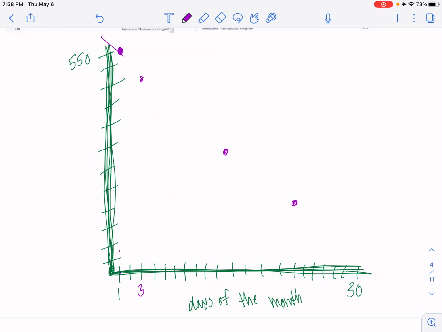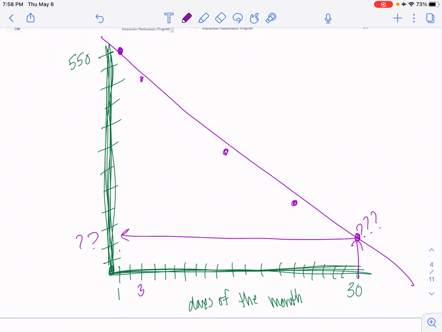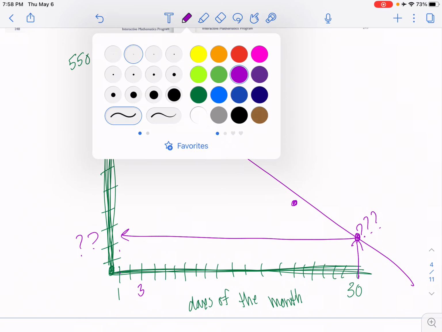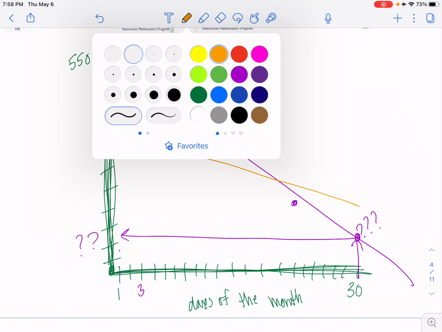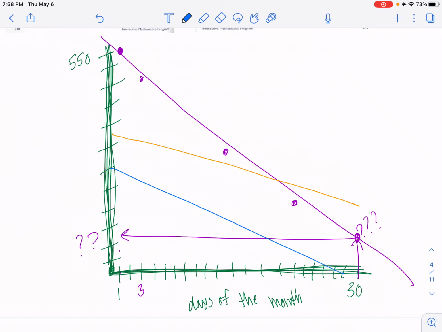Take a ruler, connect the line, and try to figure out how much money they have on the 30th of the month. Do that for all 3 of them. You should have something that kind of resembles 3 different colored lines by the end of this. And then there are some questions as well.